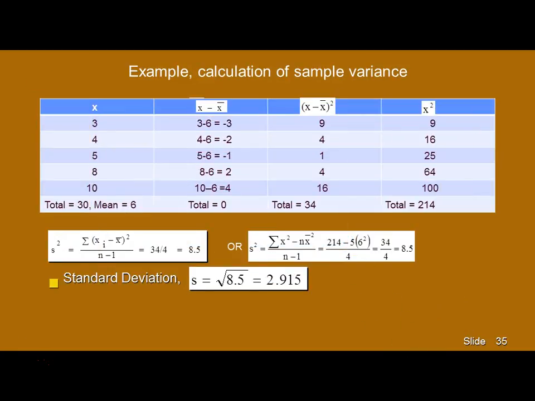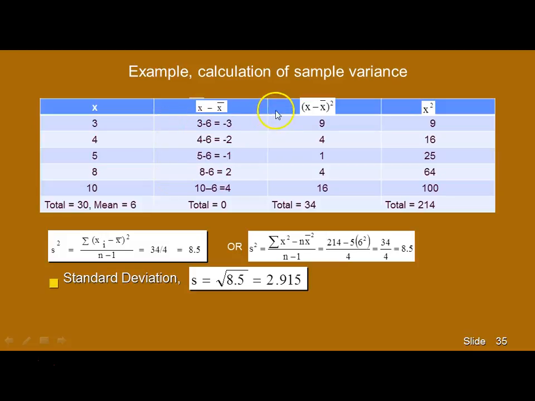Again, let's do a practice problem. Let's go back to, I think this was the first set of numbers we used earlier in the chapter as a sample: 3, 4, 5, 8, 10. So treat this as a sample of data. Those numbers sum to 30, so therefore our sample mean would be 30 divided by 5, or 6. Here's all the deviations around the mean. 3 minus 6 is negative 3, 4 minus 6 is negative 2, 5 minus 6 is negative 1, and so on.